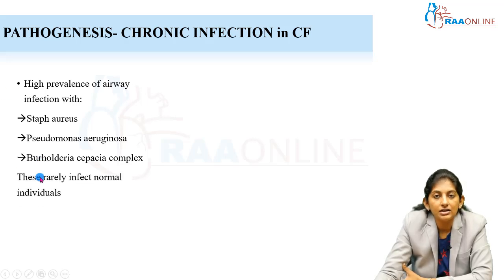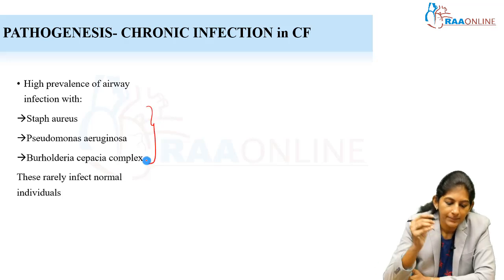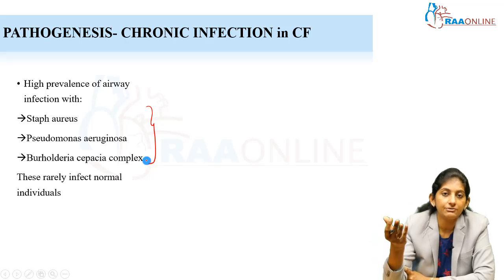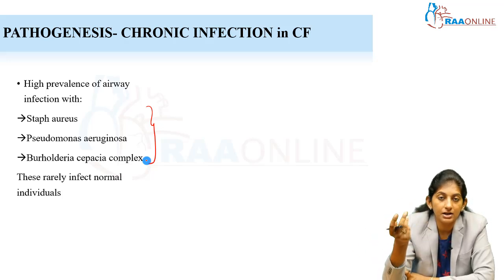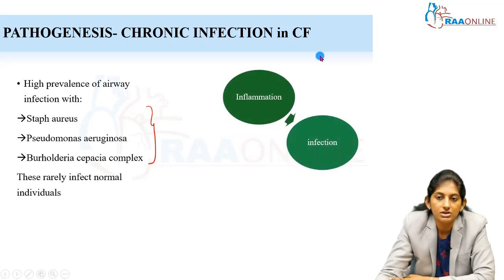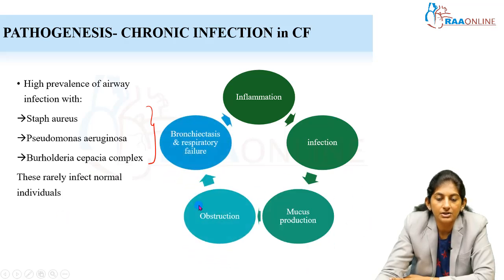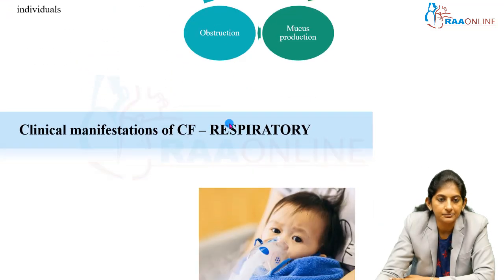So these are the most common organisms which will infect cystic fibrosis patients. These organisms rarely infect normal individuals. Of course, Staph aureus can be there, but the other two, Pseudomonas and Burkholderia cepacia, can rarely infect normal individuals. So this causes a vicious cycle. It causes infection, it causes inflammation, mucus production, obstruction, bronchiectasis, and finally respiratory failure. So this happens as a vicious cycle. Once an infection is established, this is going to happen again and again.